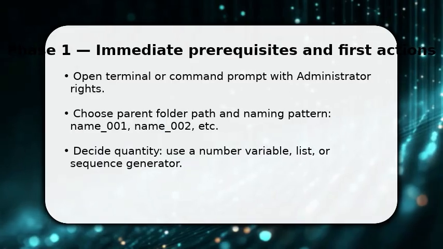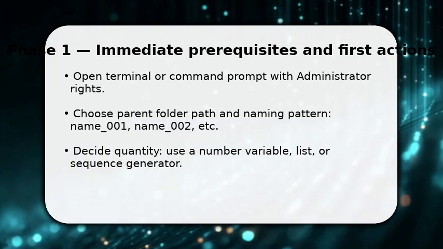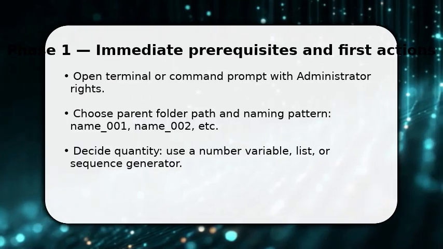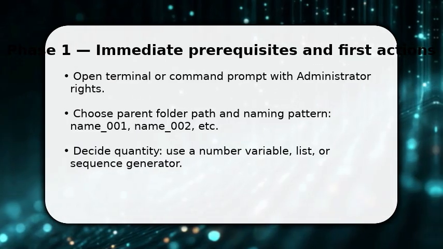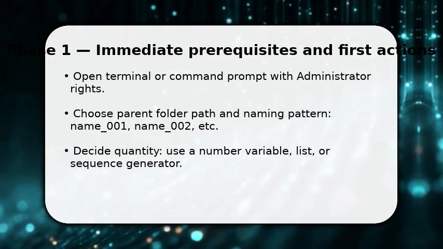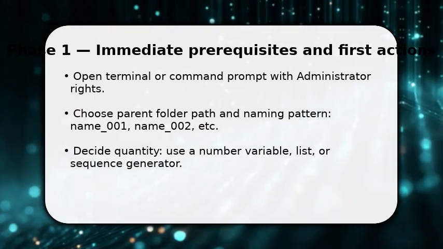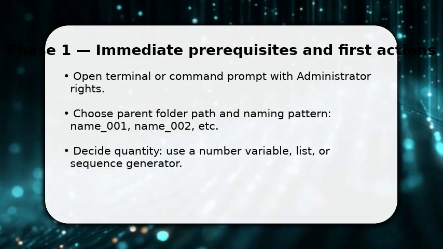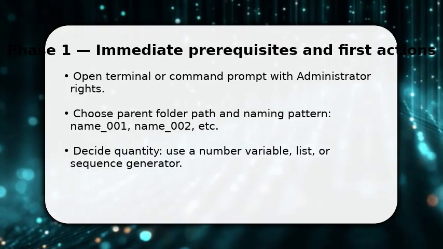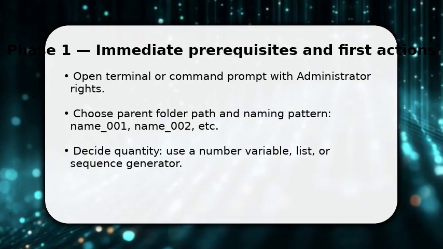You start by opening the terminal where you have write permission. Once done, navigate to the parent directory so you create folders in the right place. Make sure you pick a clear naming pattern, for example folder 001 through folder 100, because consistent names help automation.